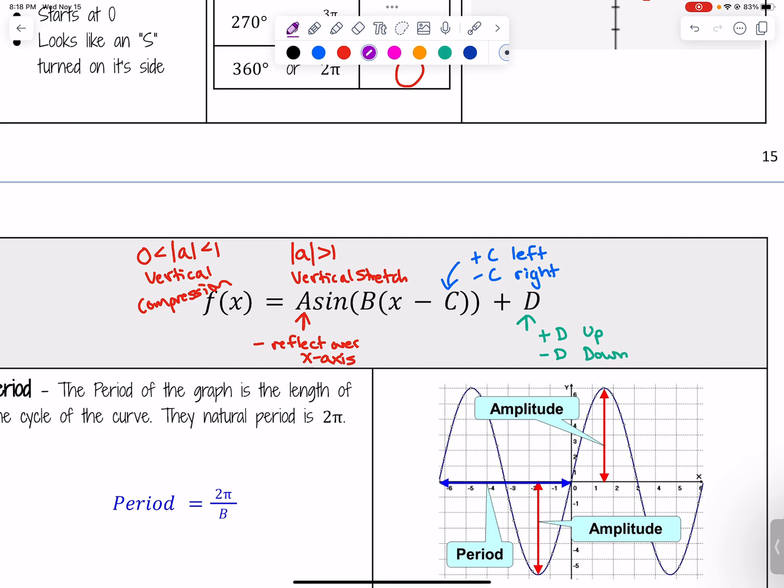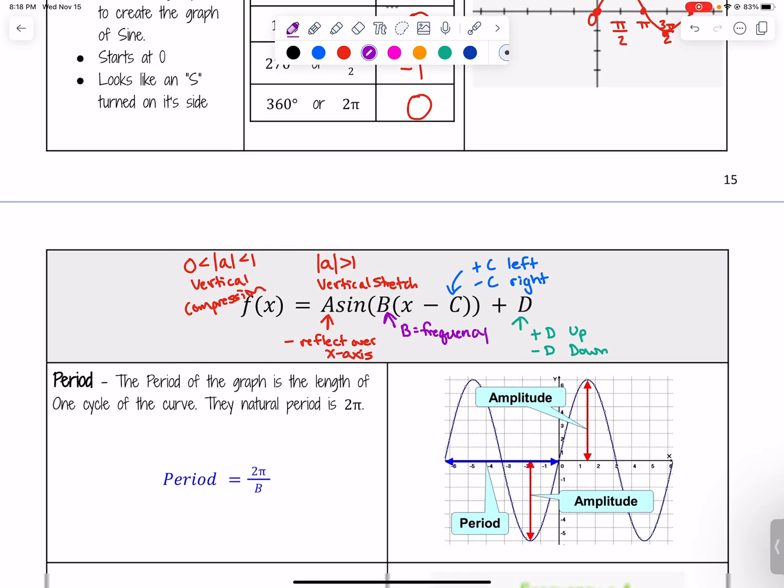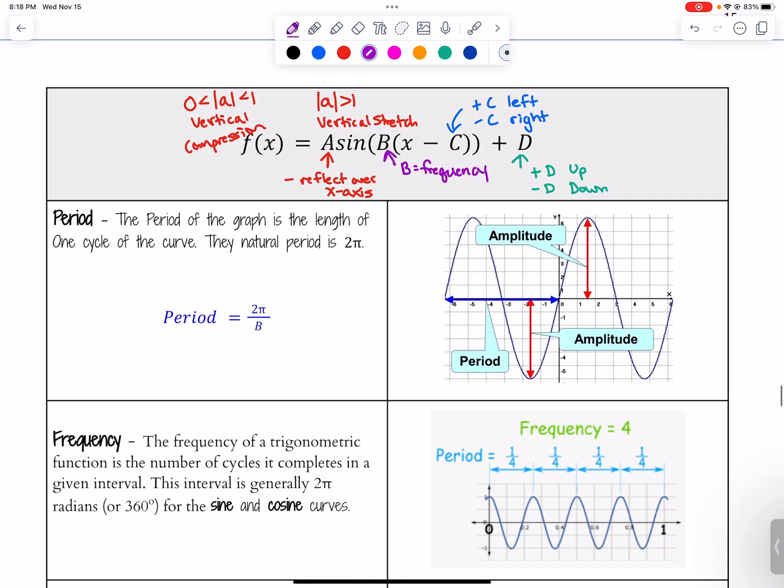And now we have a new component, B. B is the frequency of our graph, and it helps us to find the period. So let's look at some more notes just underneath these on the same page. So B is our frequency, which we do need for the period. In the next box, we have our formula for the period of the graph. So period is equal to 2 pi divided by B.